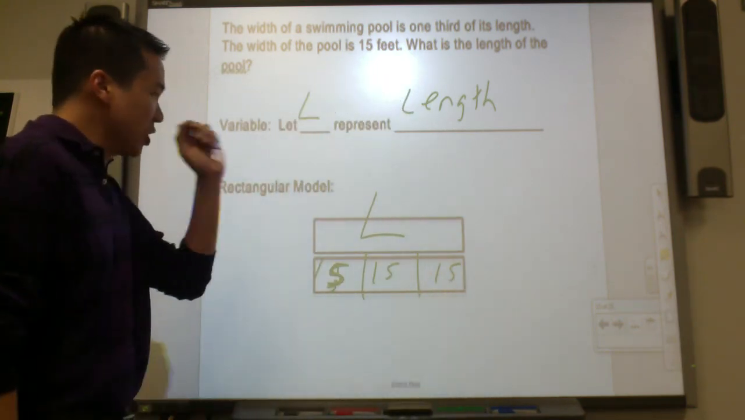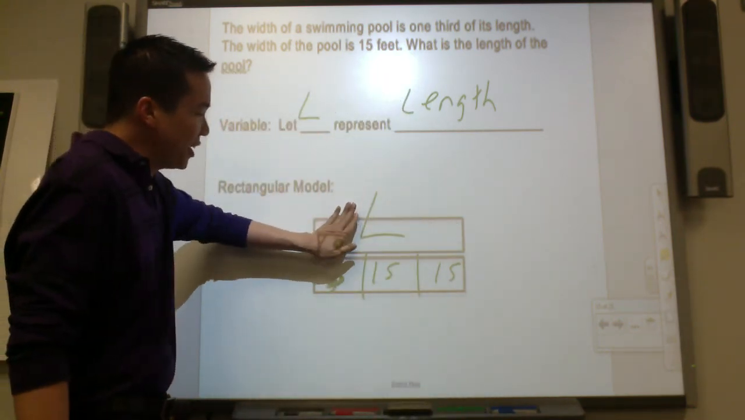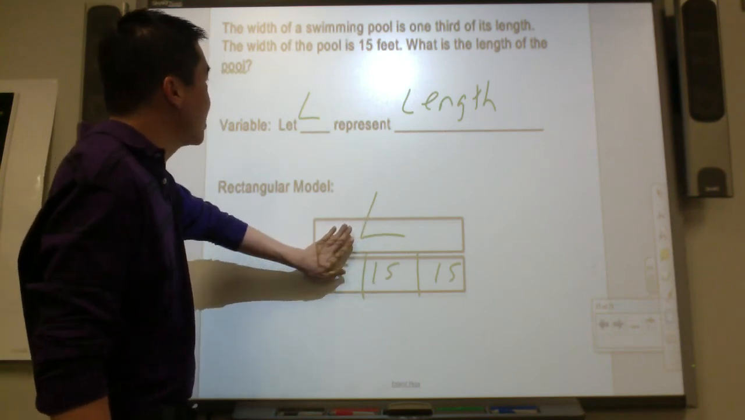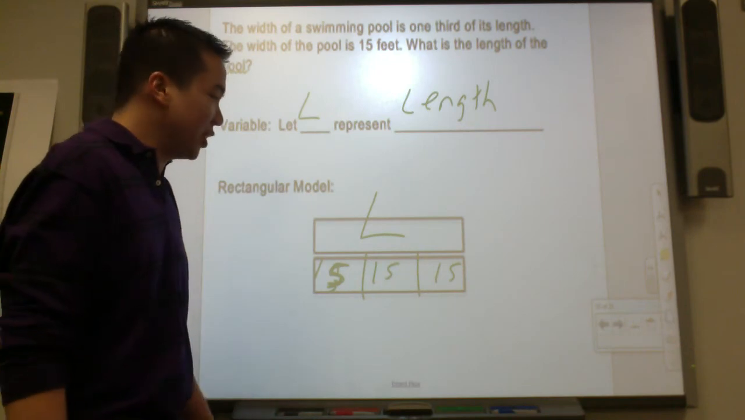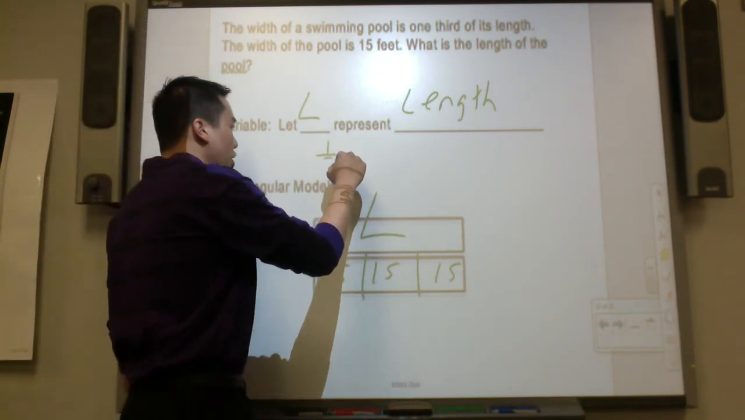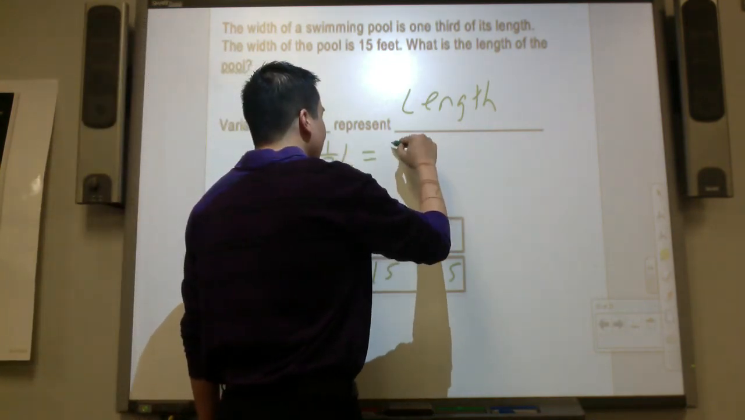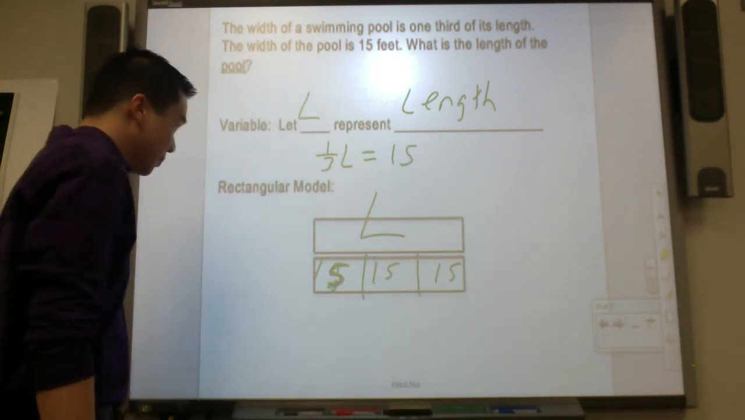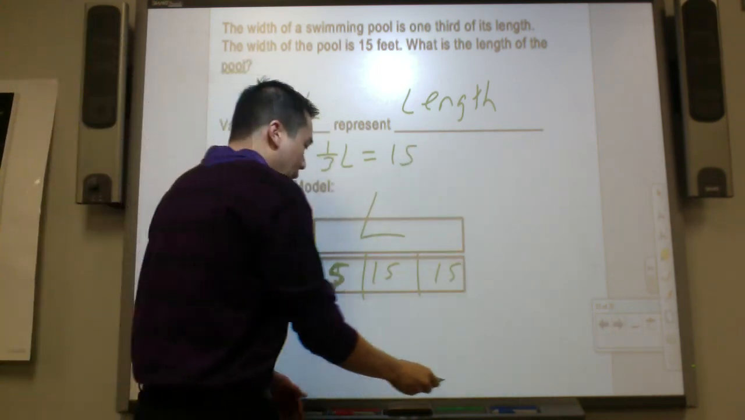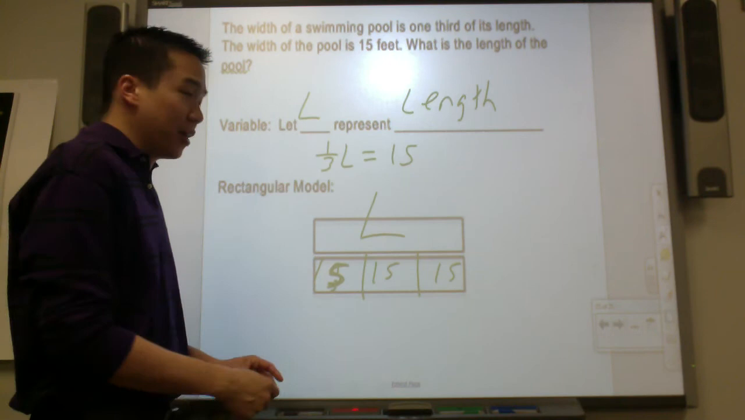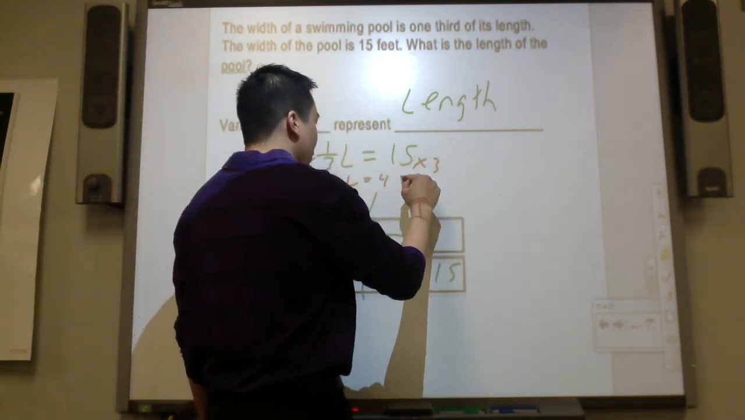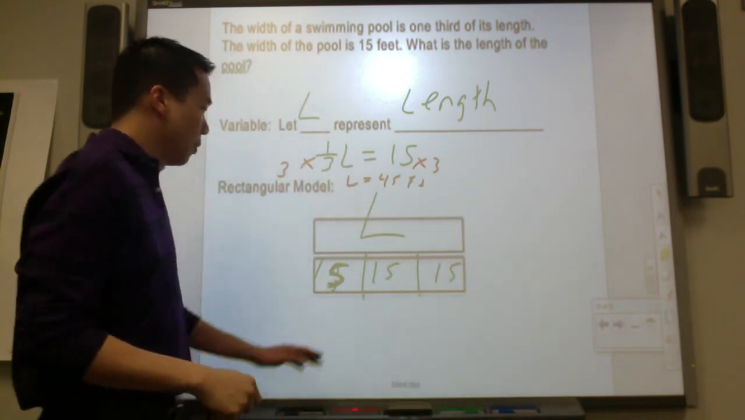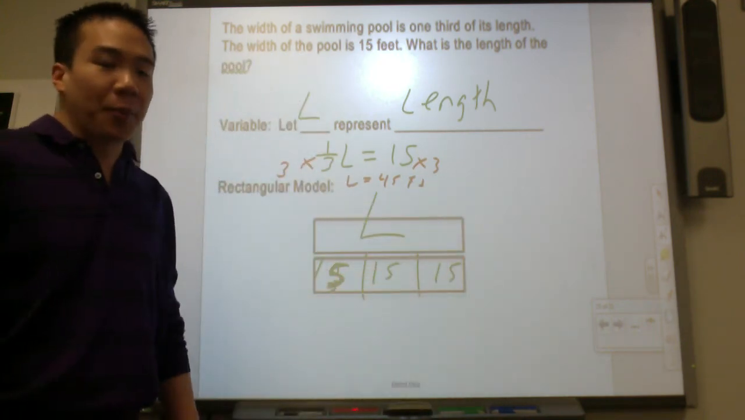Think about it. So here's the length of the pool. Every third is 15 feet. So 1/3 of the length is 15 feet. So what is the inverse of divide by 3? Times 3. So the length is 45 feet. You could look at it through the rectangular model picture.